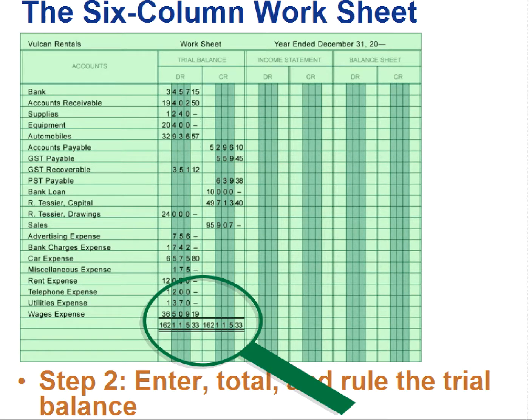Step 2, enter, total, and rule the trial balance. Now all that means is enter all your accounts and enter their values under the debit and credit columns under the trial balance. After you've entered all the accounts, total them, the balances should be the same, and then double underline.